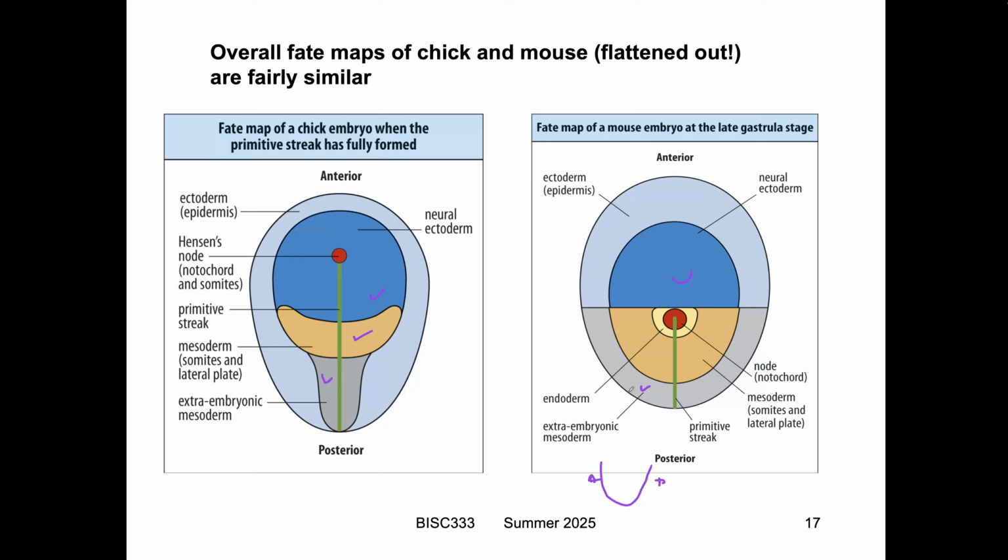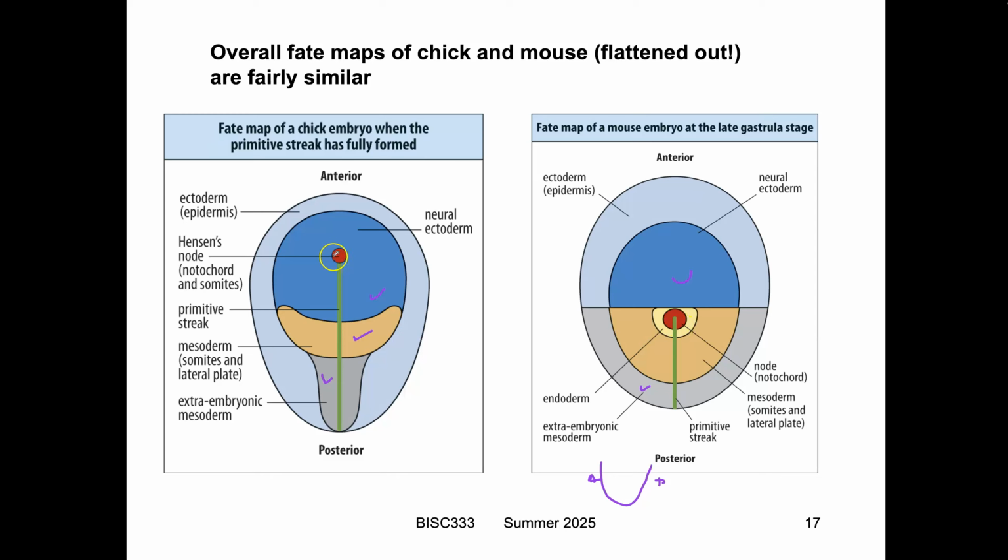They're going to participate in the formation of other structures that are needed for support, for gas exchange, for nutrition, and all that sort of thing. And the node, where the notochord forms, right? They're the same. This is Hensen's node. This is just the node.